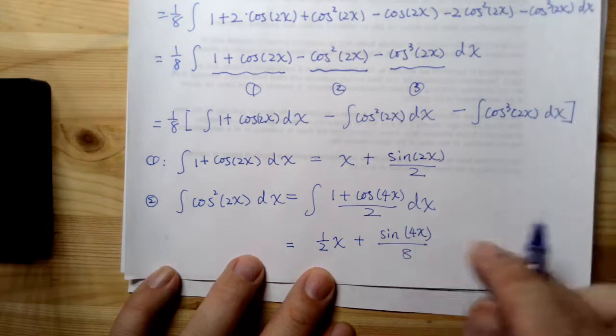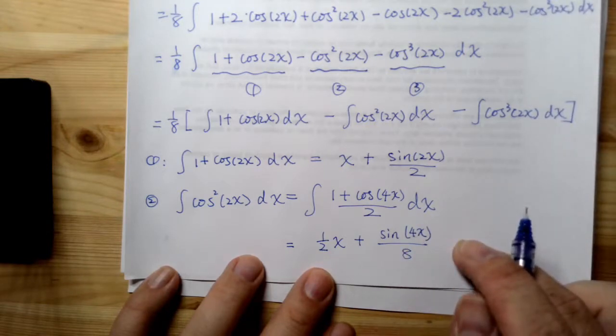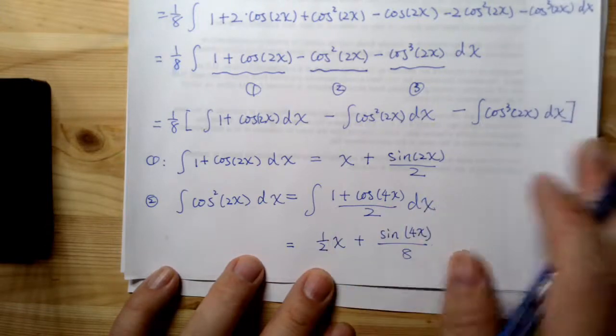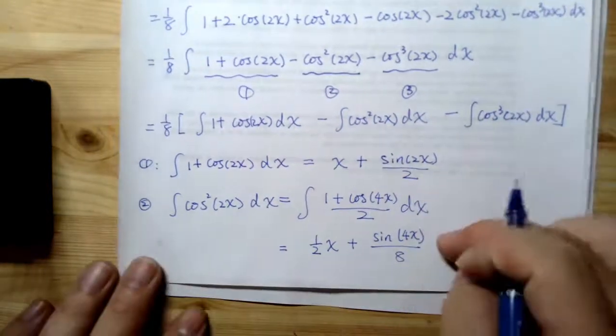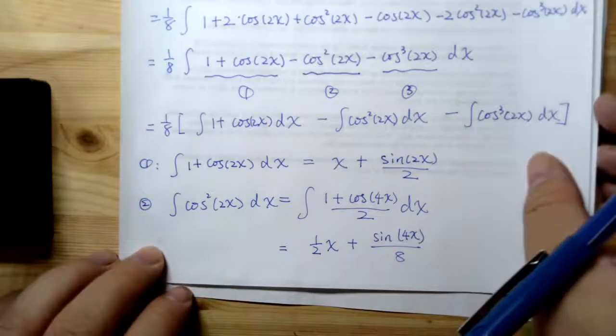I'll ignore the actual constant for now, because at the very end I'm going to add it, since this is 3 parts. Okay, so we got 1 and 2 down. Now let's look at part 3.